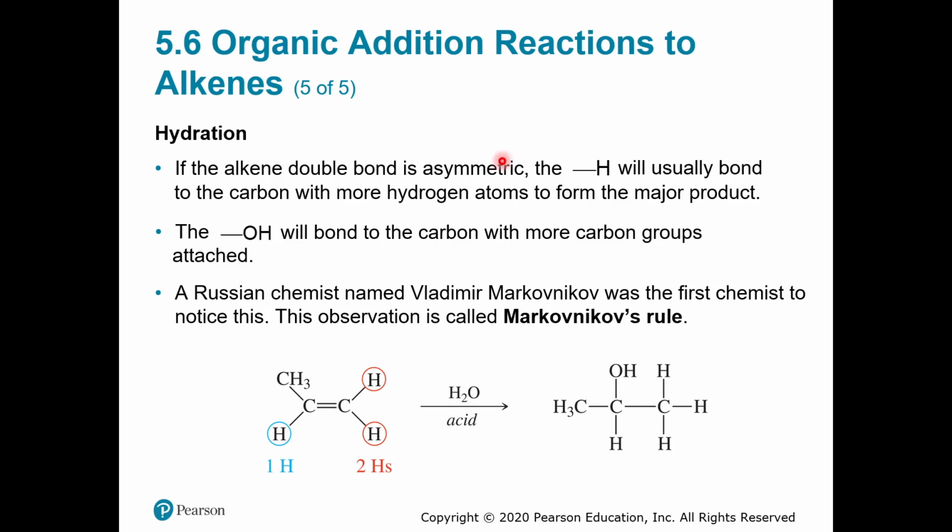Okay. When we have hydration, the position that the OH ends up on is extremely predictable. And that's because it's always going to end up on the end that has more substituents, that has more carbons on it. Right? So the end of the double bond that has more carbons is the one that gets the OH. And that's Markovnikov's rule. Another way of thinking of it is the hydrogen goes on the end with more hydrogens. Okay? And that's Markovnikov's rule.